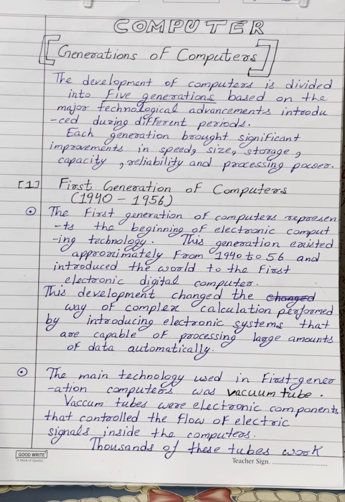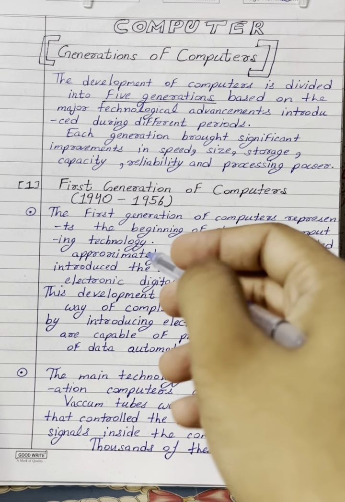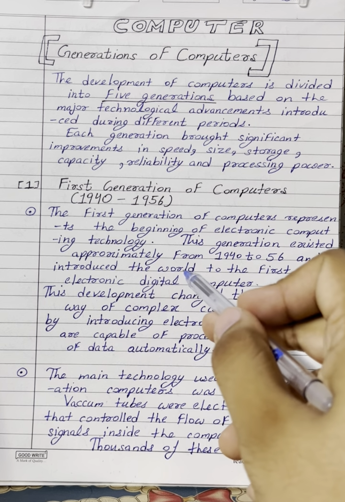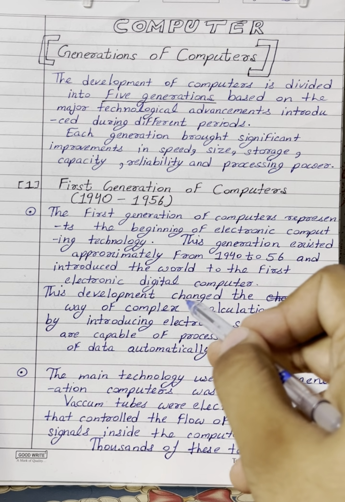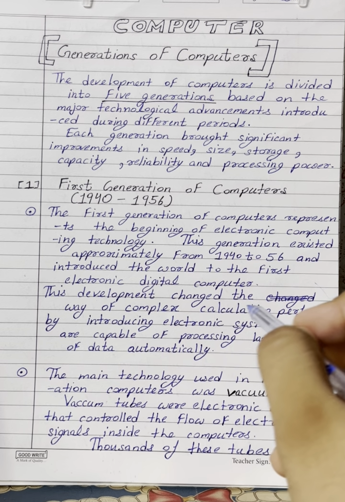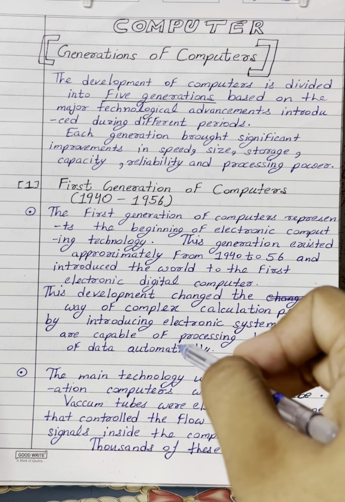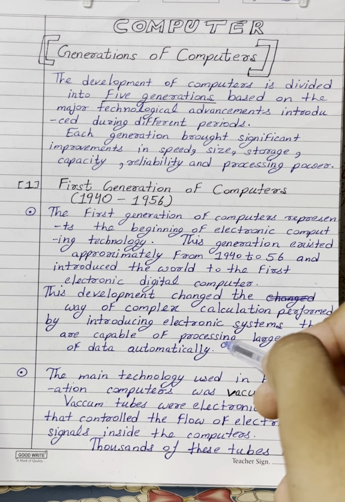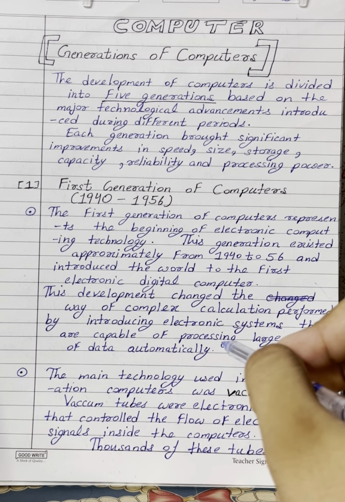So guys, the first generation of computers represents the beginning of electronic computing technology. Remember that? This generation existed approximately from 1940 to 56, and they introduced the world to the first electronic digital computer. This development changed the way complex calculations were performed by introducing electronic systems that are capable of processing large amounts of data automatically, and they are much faster and better than humans at completing calculations.